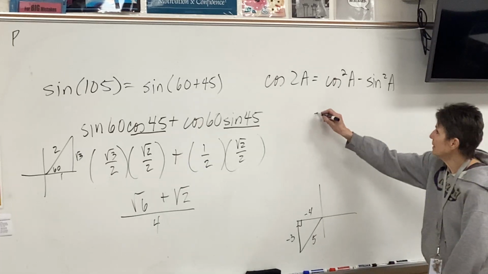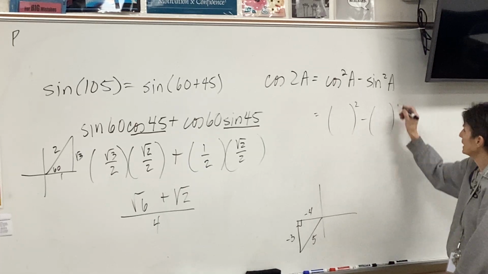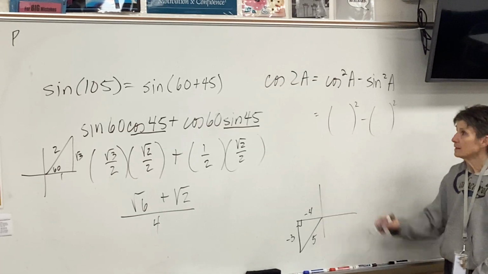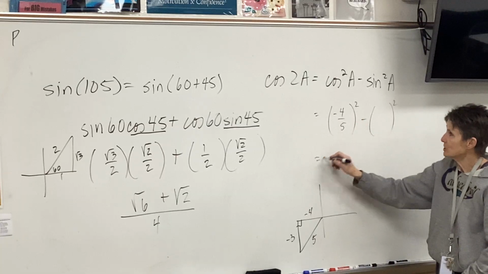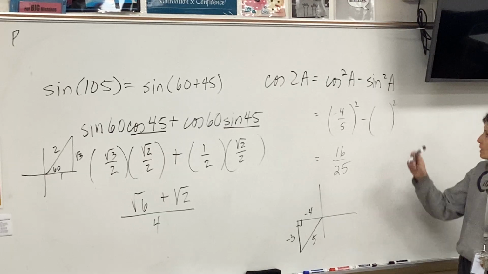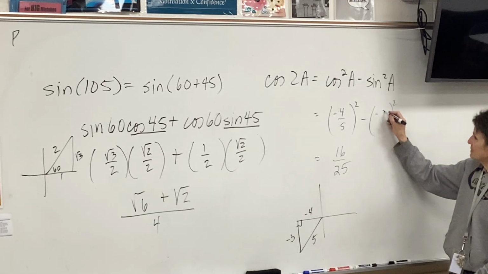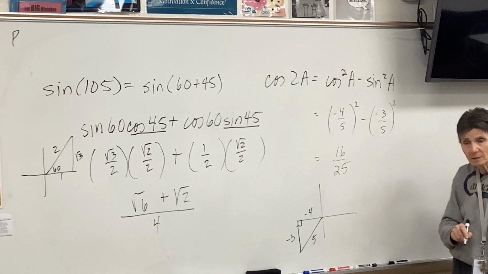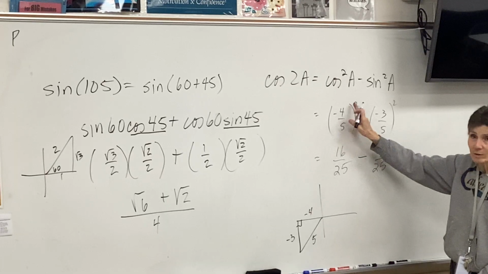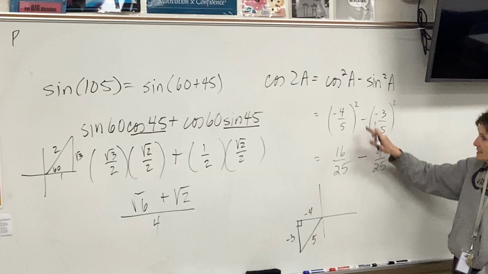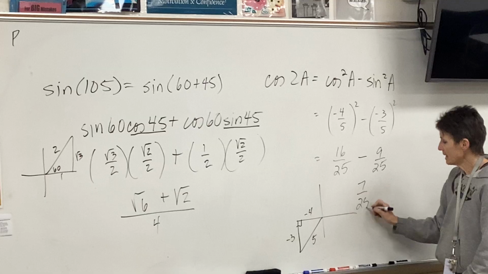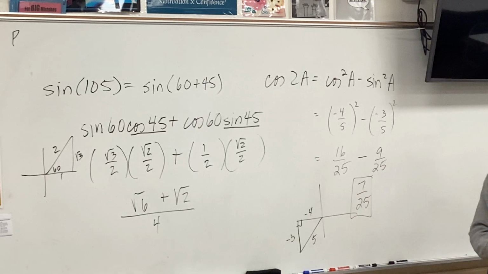Okay, let's start plugging in numbers. I need cosine squared and I need sine squared. All right, what's the cosine? In that picture, what's the cosine? Negative 4/5. But when I square it, I get 16/25. What's the sine? Opposite over hypotenuse, negative 3/5. But when I square it, I get 9/25. So that negative squares out, that negative squares out. It's a subtraction problem. So 16/25 minus 9/25. The answer to the problem is 7/25.